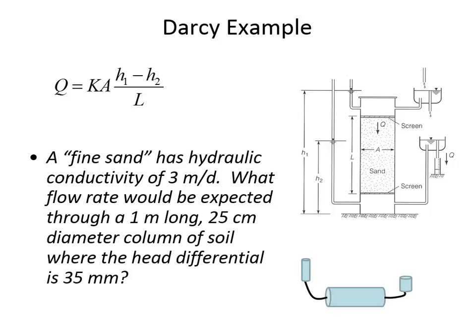If we have a fine sand with a hydraulic conductivity of 3 meters per day, then what would be the flow rate through a column that's 1 meter? Here we have a 1 meter long column, and it's 25 centimeter diameter, and the water that's in this tank relative to the water that's in this tank, the head differential is 35 millimeters. And so what's the flow rate Q that would pass through that column?